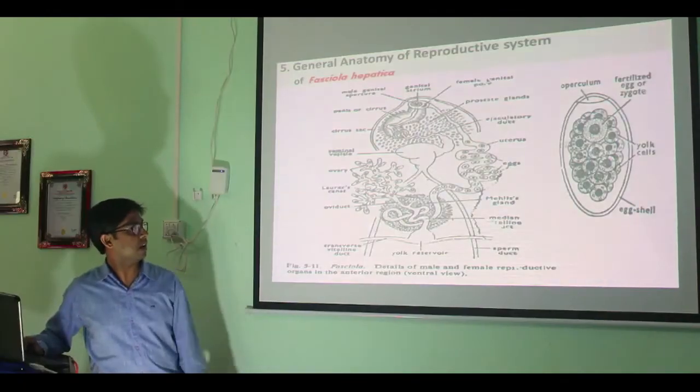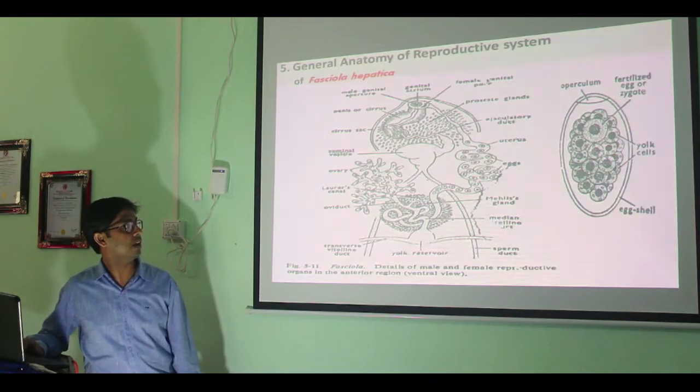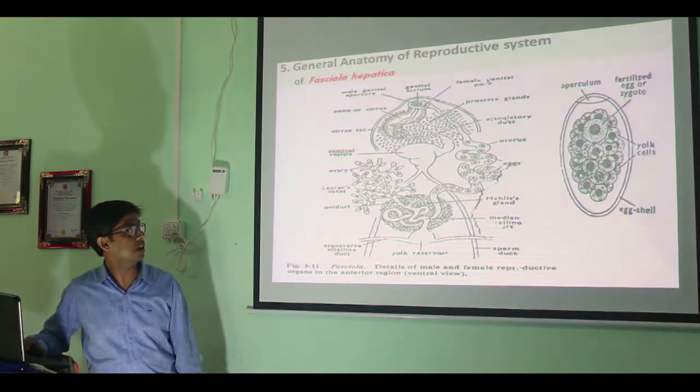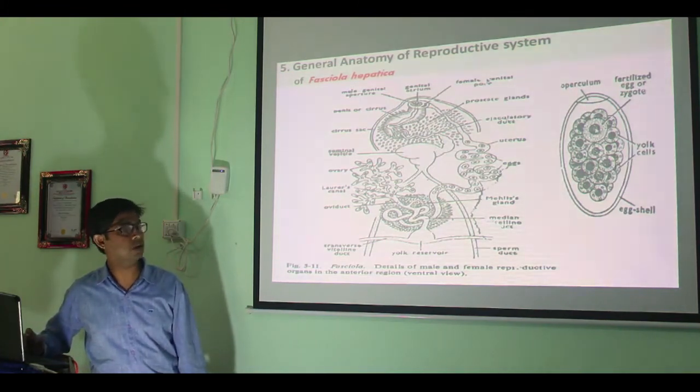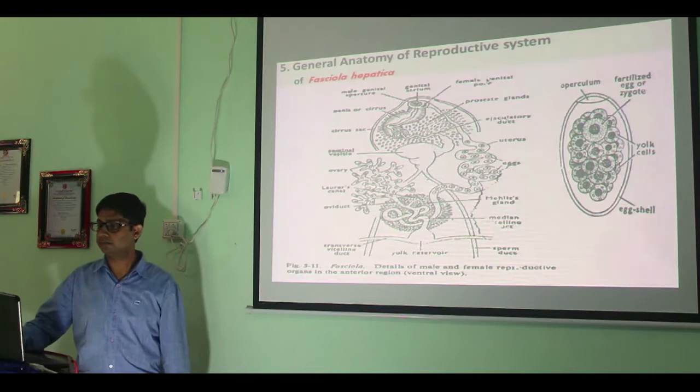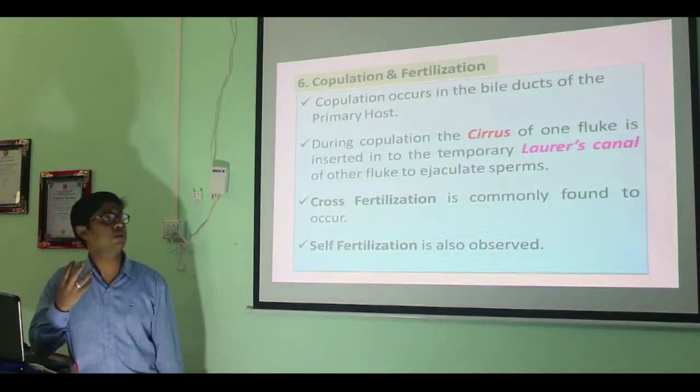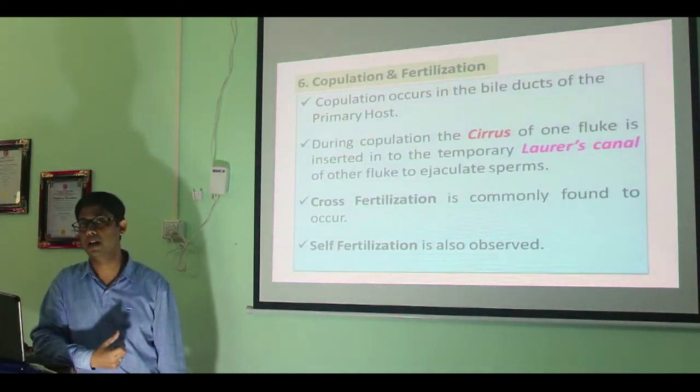Beside this diagram, there is a fertilized egg which has an eggshell, and inside the eggshell there is the zygote, and anteriorly the eggshell has an operculum, which is a window, and through this window the developed embryo comes out of the eggshell. Now let us know about the copulation and fertilization of Fasciola hepatica.